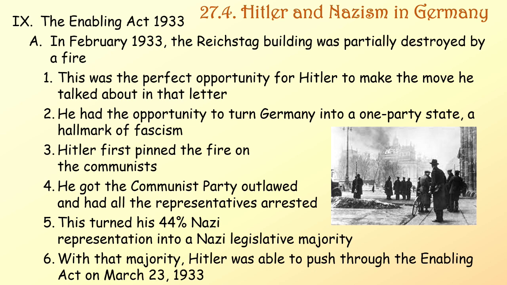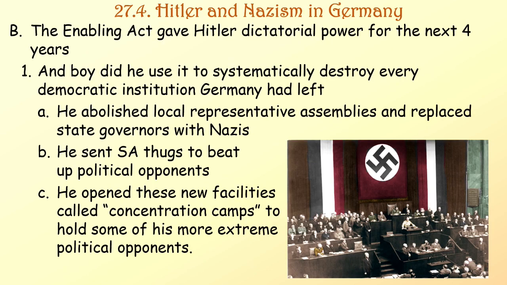This turned his 44% Nazi representation in the Reichstag into a Nazi legislative majority. And with that majority, Hitler was able to push through the Enabling Act on March 23, 1933. The Enabling Act gave Hitler dictatorial power for the next 4 years. And boy, did he use it to systematically destroy every democratic institution Germany had left.